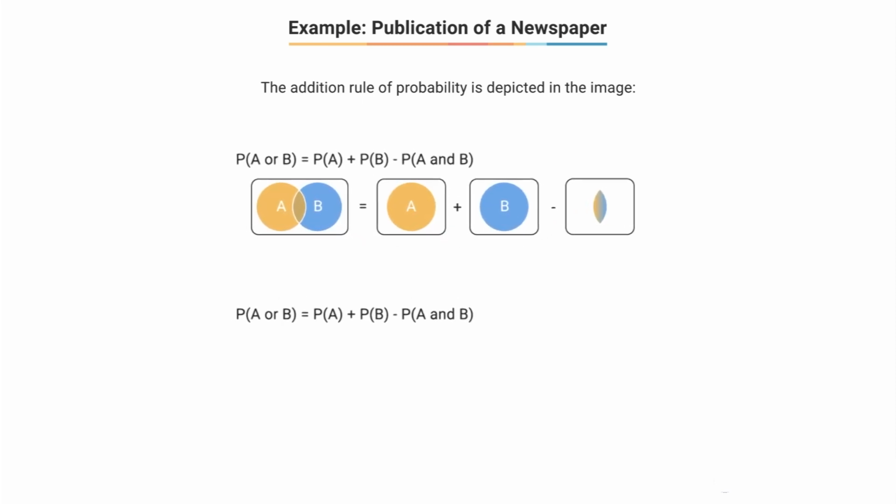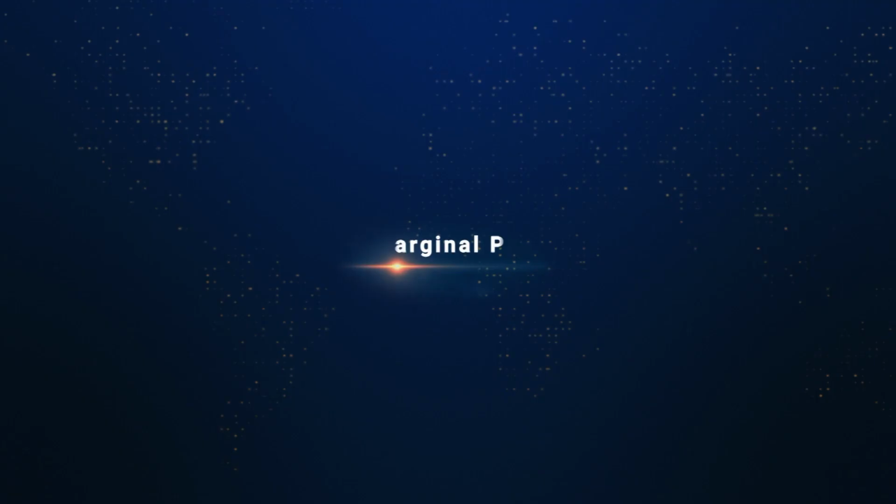The addition rule of probability can be understood using the image shown here. The intersection region is something we need to subtract. If A and B are mutually exclusive, then the probability of A intersection B becomes 0.